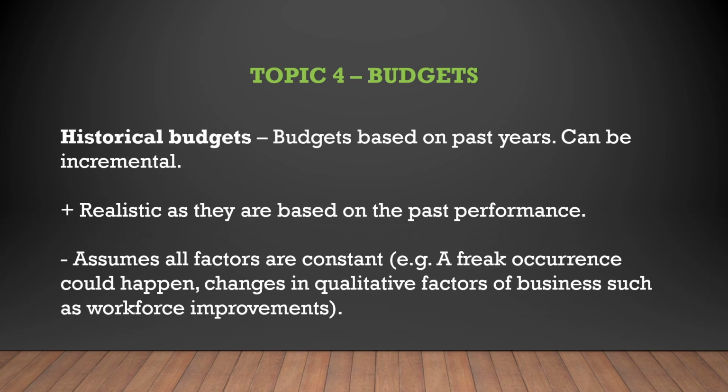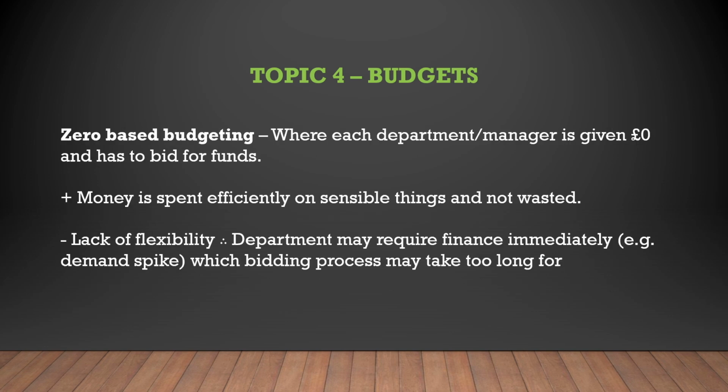Historical budgets are budgets based on past years and can be incremental. Advantages, realistic as they are based on past performance, and issues, assumes all factors are constant. For example, a freak occurrence could happen, or changes in qualitative factors of the business such as workforce improvements. Zero-based budgeting, where each department or manager is given zero and has to bid for funds. Advantages, money is spent efficiently on sensible things and not wasted. Issues, lack of flexibility, and therefore a department may require finance immediately, for example, a demand spike, which the bidding process may take too long for.